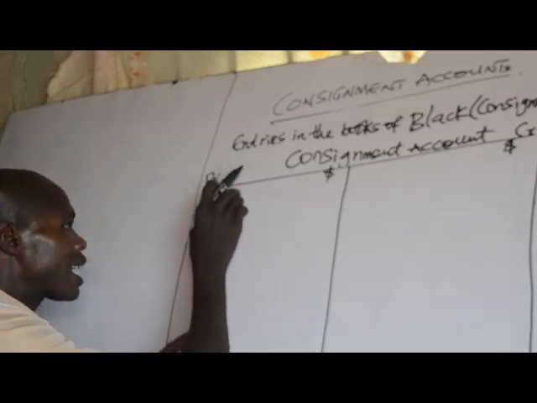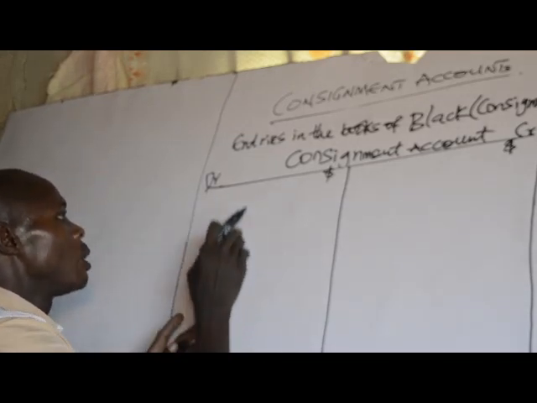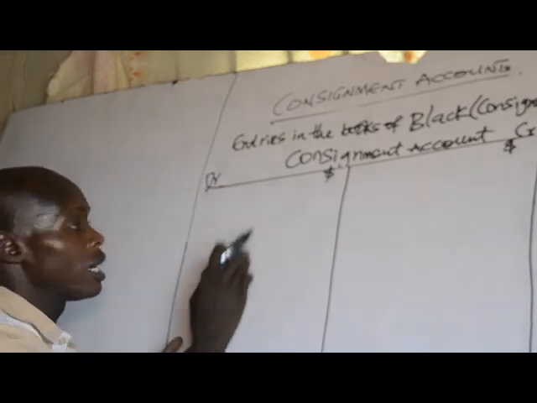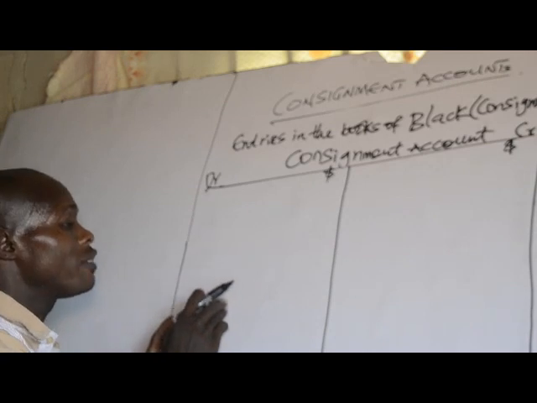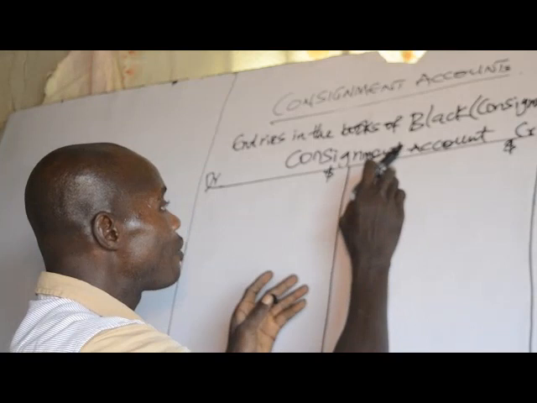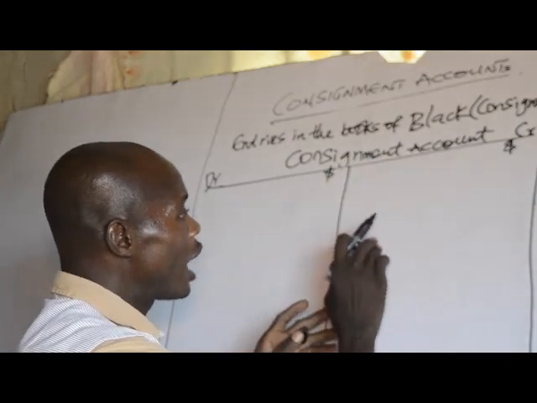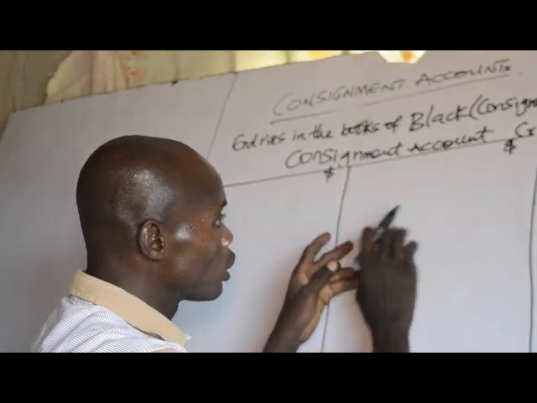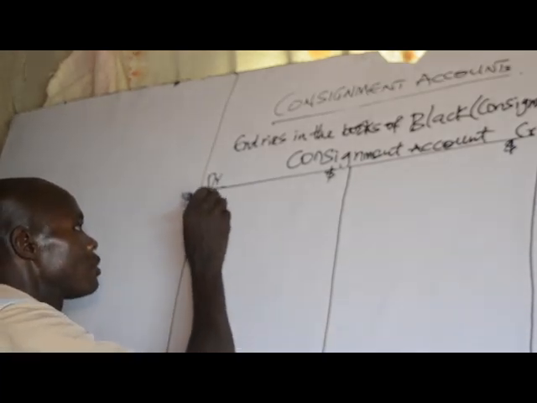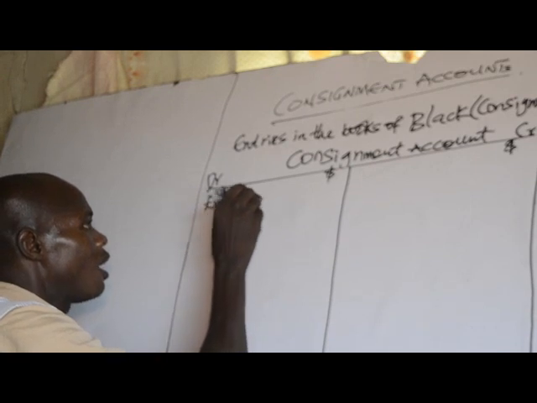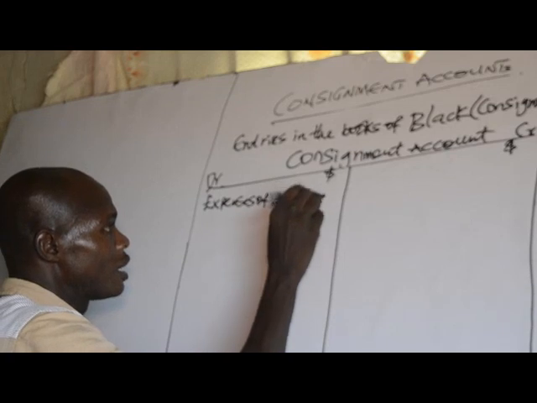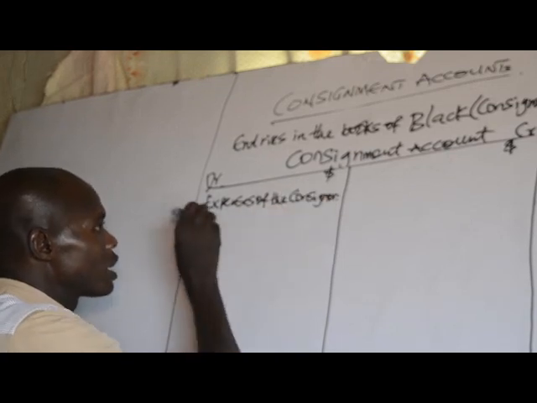In this account, at the debit side, you will have the expenses incurred by the consignor, that is, expenses incurred by the principal. At the same time, you also have the expenses incurred by the agent. While at the credit side, you have the sales or revenue, as well as the value of the unsold stock or unsold inventory. So now, let me start with the expenses of the consignor, that is expenses of the principal.